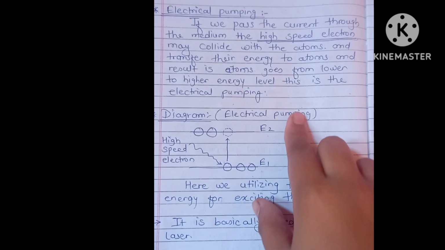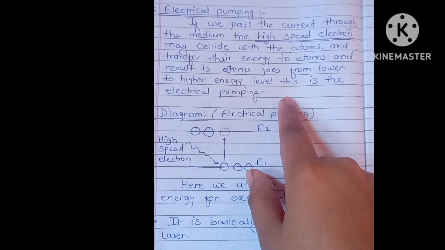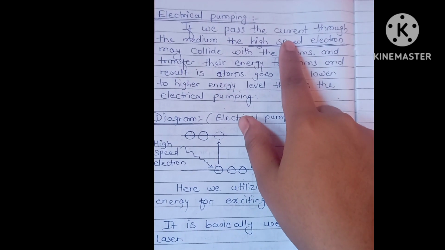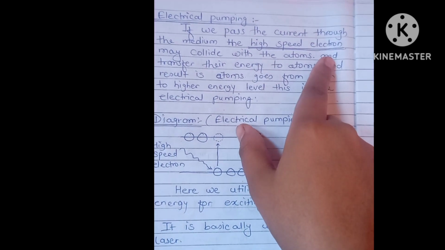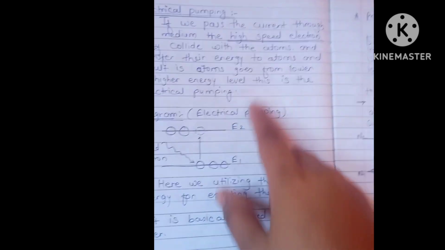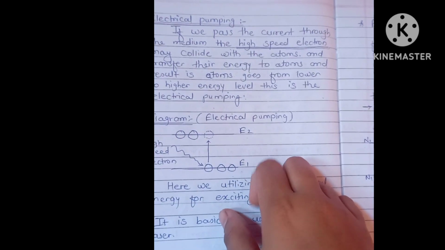When we pass a current through the medium in electrical pumping, that current carries high speed electrons, and those electrons collide with the atoms which have to be promoted from the lower energy level to the higher energy level.